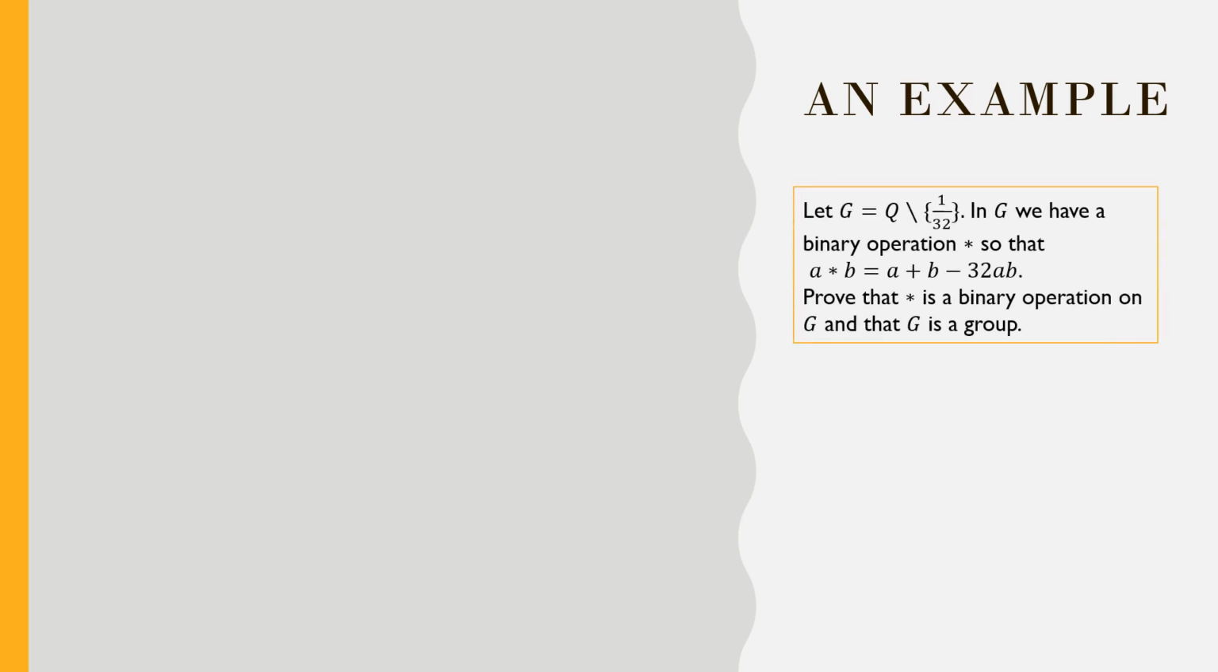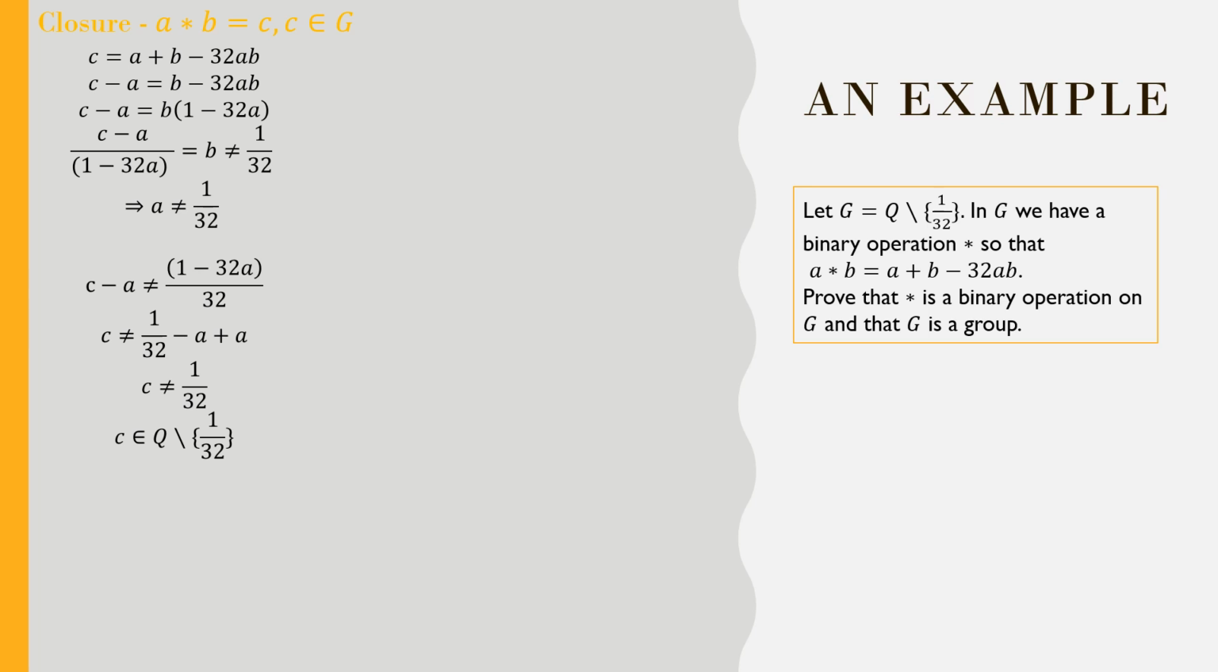G is the group of quotients excluding the number 1 over 32, and the binary operation is a + b - 32ab. I'll start by proving the group is closed. To show this, all I need to do is show that C is in the group, and for it to be in the group, it needs to be a quotient that isn't 1 over 32. This process also proves that it's a binary operation.